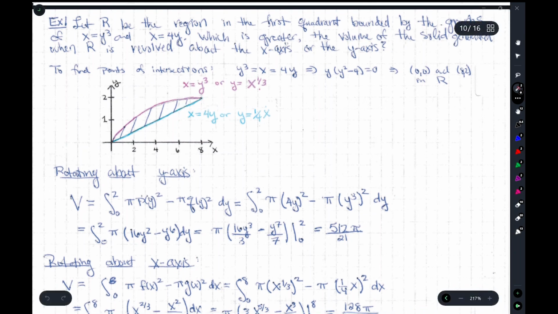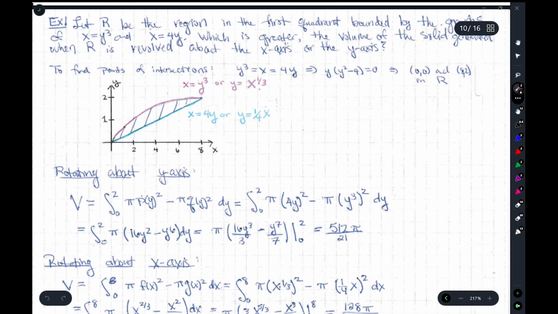So here we have this region in the first quadrant bounded by these two graphs. We'd like to know which is greater, the volume that we would get if we took that region and rotated it around y, or rotated around x. They're going to be slightly different, and so we should consider this more concretely. We're going to get two different volumes depending on which one we rotate, either about x or about y.